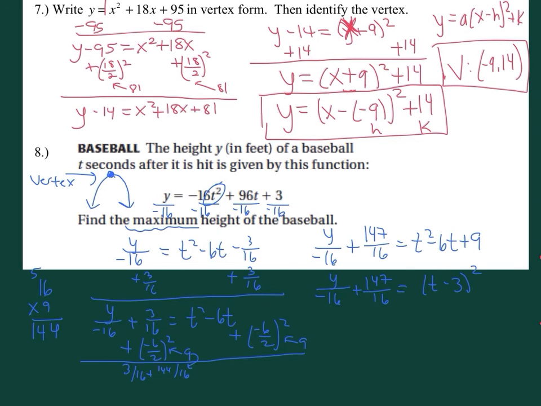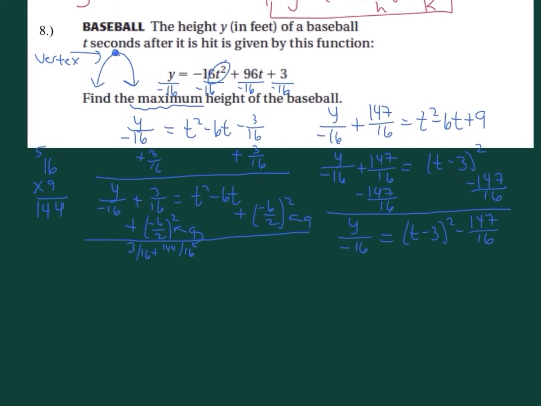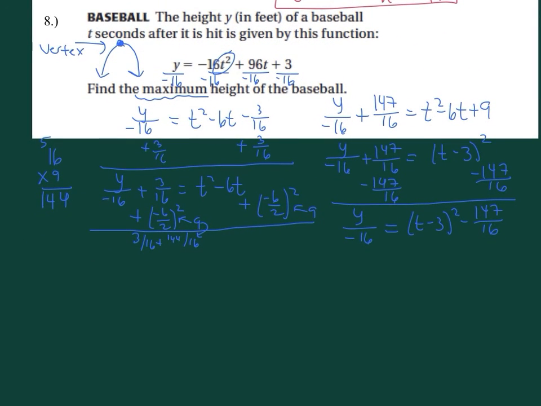And now I just have to solve for y. So I'm going to move my constant to the right-hand side by subtracting it. Again, I don't actually subtract it from anything, I just put it behind the quadratic term. So we have y divided by negative 16 is equal to t minus 3 quantity squared minus 147 over 16. And I'm almost done, but I still have y divided by negative 16, and I just want y. So my last step is to multiply every term by negative 16.